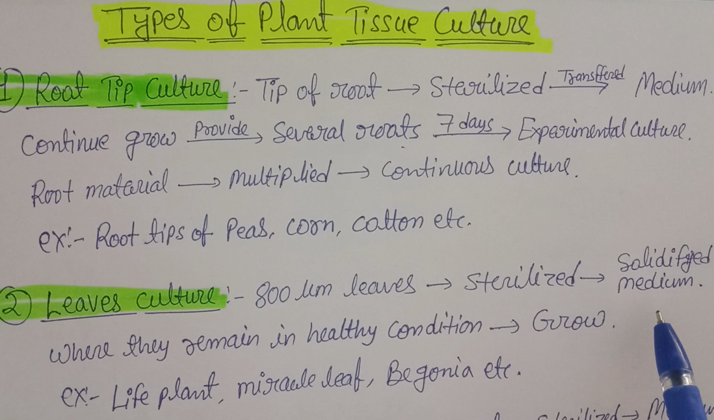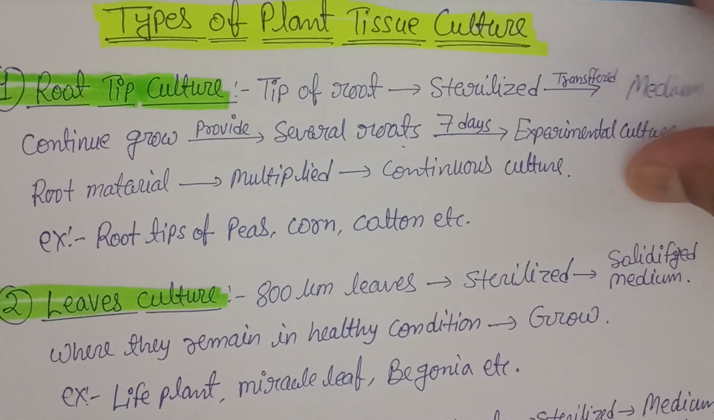We place them on a solidified medium, where they remain in healthy condition and grow slowly. Cell division and cell multiplication take place. Okay, this culture we use for live plants, right? Miracle leaves can be used, then begonia, etc., are examples for the leaf culture, right?